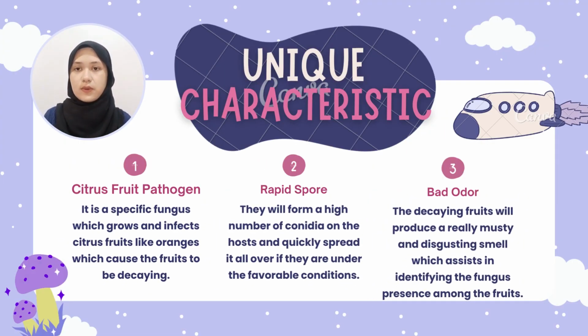Penicillium digitatum also possesses a few unique characteristics. Firstly, it is a citrus fruit pathogen, which means it is a specific fungus which grows and infects citrus fruits like oranges, causing the fruits to decay. Secondly, rapid spore formation. They will form a high number of conidia on the host and quickly spread all over if they are under favorable conditions. And lastly, they produce a really bad smell.